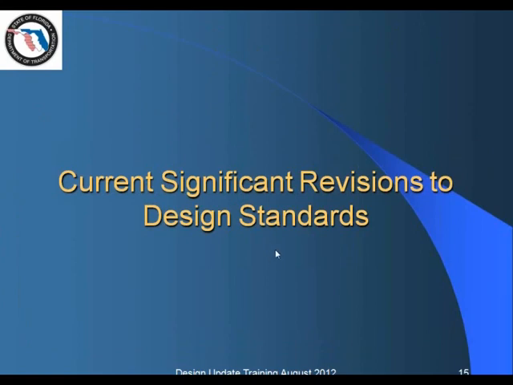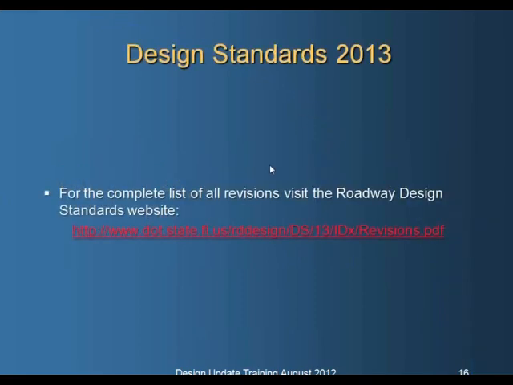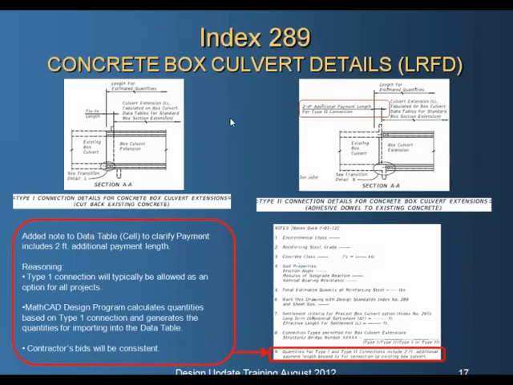We don't have many significant revisions this year since the fiscal year 2012-2013 book. It was only 6 months ago. However, I'll talk about a few of them. For the complete list of all the revisions, visit the Roadway Design Standards website and look at the revisions PDF there. All right, Index 289.